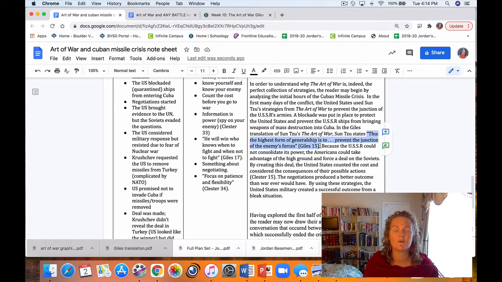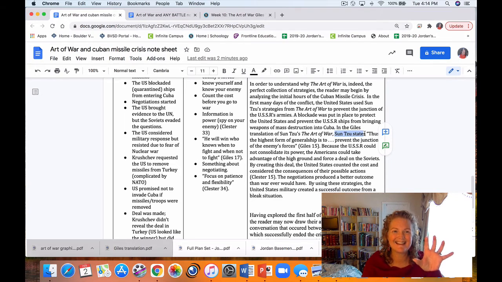and remember, by now this should be old hat for you guys. This is what it looks like to incorporate a quote into your own writing. Thus, the highest form of generalship is to prevent the junction of the enemy's forces. Okay, from Giles 15. Notice a couple of things. Here, I start with my own words. Sun Tzu states.